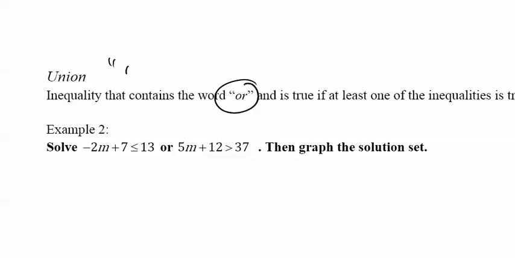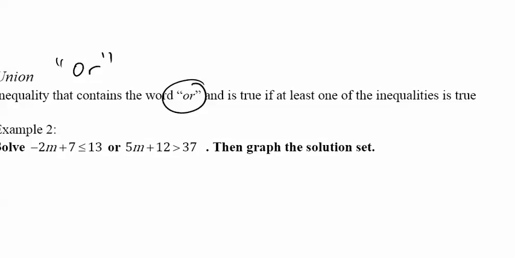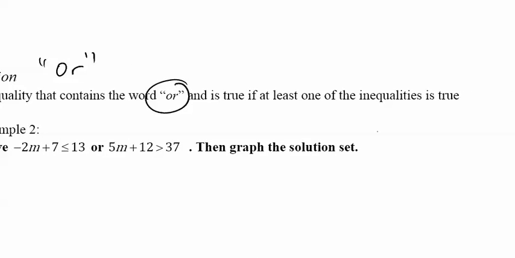Or is different from and, because it doesn't mean and. Obviously, it means something or something else, one or the other. So for unions, if at least one inequality is satisfied, then that means the whole thing is satisfied. The whole entire inequality is true.